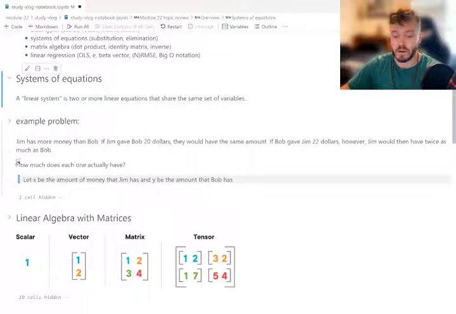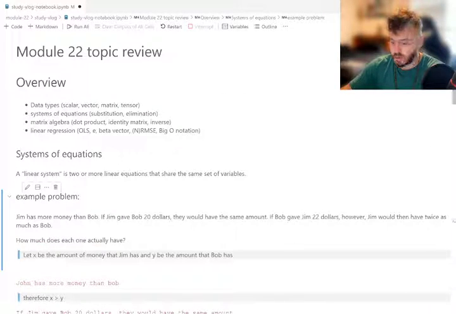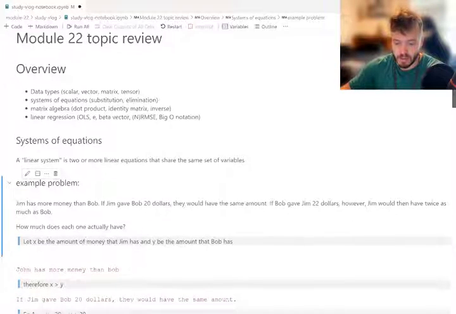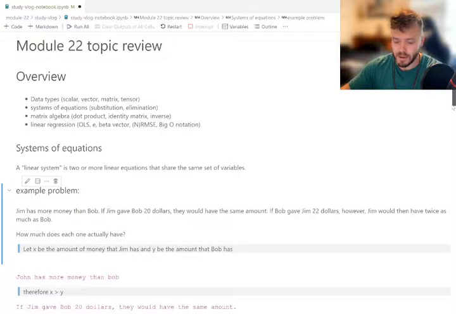For the sake of our algebraic notation, we're going to let X be the amount of money that Jim has. So X represents Jim, or the dollars in Jim's wallet, and Y is going to be the dollars in Bob's wallet. I don't want to show you all of it at once. This first factoid we have here, Jim has more money than Bob, therefore X is greater than Y. Doesn't tell us a whole lot. Doesn't necessarily help us solve the system of equations, but it's good to keep in mind at the end so that we verify that we got the right answer. If we get an answer where Y is greater than X, we know that we did something wrong, right?